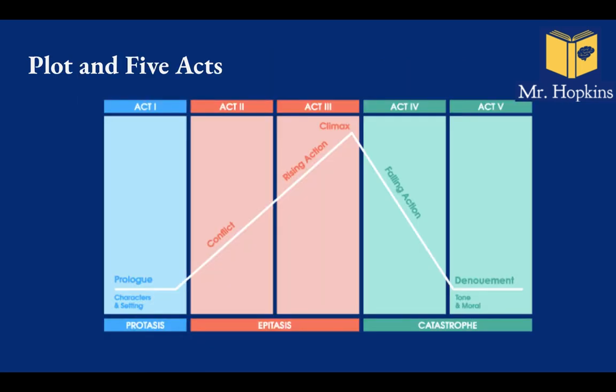Now, a plot can also be split into 5 acts. You have Act 1, which is the prologue and can still be called the exposition. Then there's conflict, rising action and climax in Act 2 and Act 3. And then Act 4, the falling action, Act 5, the denouement. Now, whenever you read a play, for instance, if you read Romeo and Juliet by Shakespeare, you are going to see 5 acts, and it's split very similarly. Act 1, exposition; Act 2, conflict and part of the rising action; Act 3, rising action and climax; Act 4, falling action; and Act 5, the denouement or resolution.